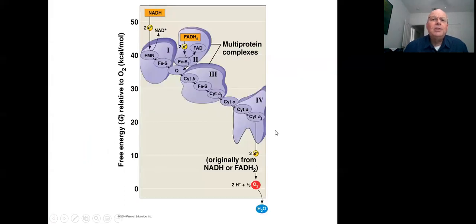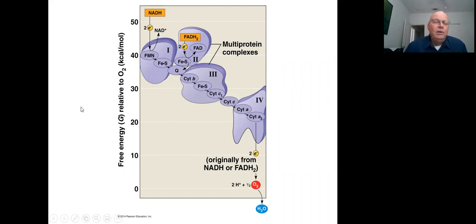So here is a diagram that illustrates the electron transport chain. And we can't see the top of it because of this box. So let me see if I can move this. We'll move it to the bottom for the time being. You can temporarily sit down there.